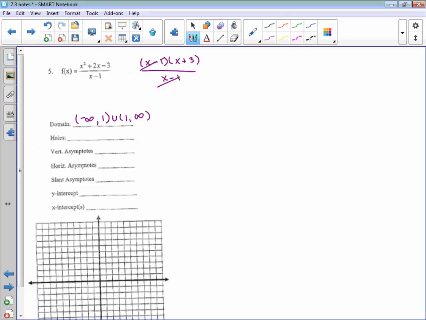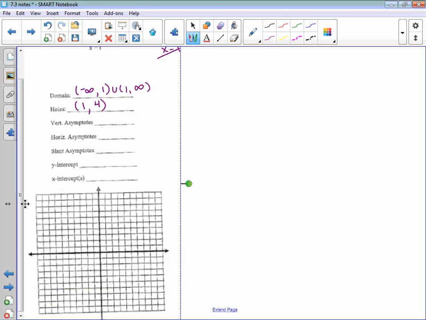I want you to give me the actual coordinate of the hole. So you know the x part is 1, right? How do I find the y part? Plug it into what's left. So we are now looking at just this. So when I plug a 1 in, what do I get? 4. Do you see what I'm plugging it into now? You can do it. Just plug it into what's left. So I get 1, 4. So guys, what that means is on my graph, I'm going to go to 1, 4 and literally draw a hole. Okay.